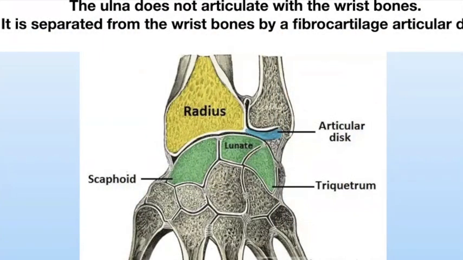So back down to slide 51. Now, the ulna, you might think, I bet it articulates with the wrist bones at the wrist. Actually, no, it does not. It is separated from the wrist bones by a fibrocartilage articular disc, and it does not actually get to articulate with the wrist bones. Summing it up, the ulna does articulate with the humerus and the radius, but it does not articulate with the wrist bones.